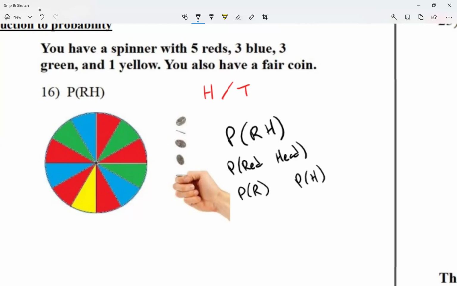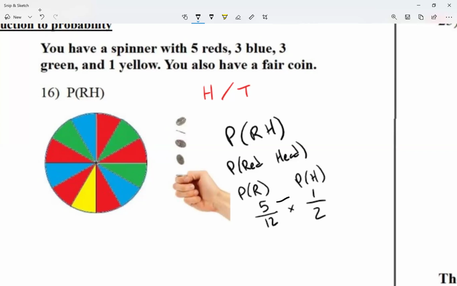Now on the spinner, what's the probability that we get red? How many reds are there? 5 reds. How many spaces are there altogether? There's 12 of them. So the probability I get red is 5 out of 12. What's the probability I get heads on the coin? How many heads are there? 1. How many possible outcomes are there? 2. Because I want both to happen, I'm going to multiply my fractions.